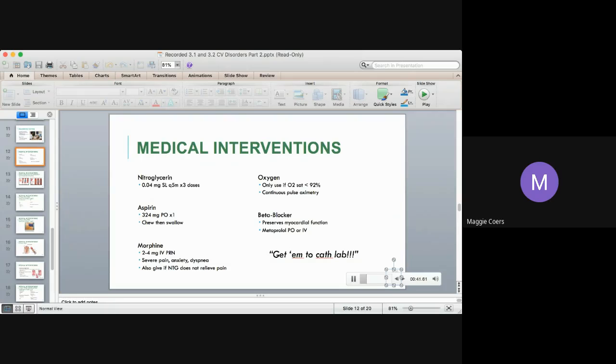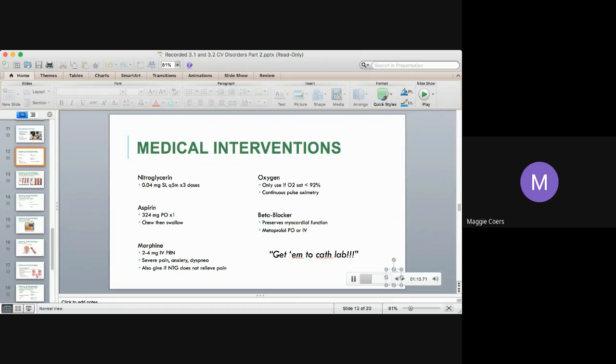We give aspirin 324 milligrams, and it's very important with this that the patient chews up the aspirin and then swallows it, because this helps increase the absorption. We can also provide morphine. It can help decrease the workload of the heart because of decreasing severe pain, but also to decrease anxiety or shortness of breath. And we can give morphine, especially if the nitro does not relieve chest pain.